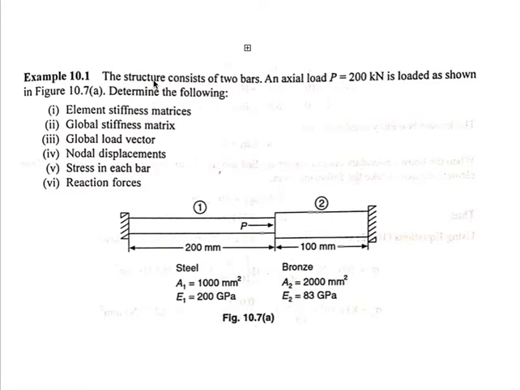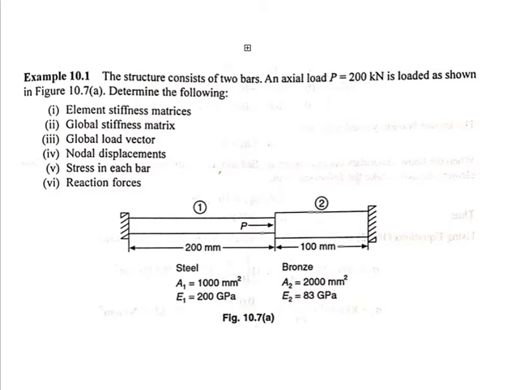The structure consists of two bars, and an axial load of P equal to 200 kilonewton is applied as shown in this figure. Determine the following: element stiffness matrices, global stiffness matrix, global load vector, nodal displacements, stress in each bar, and reaction forces. So we'll see the element stiffness matrix and everything else we need to determine.